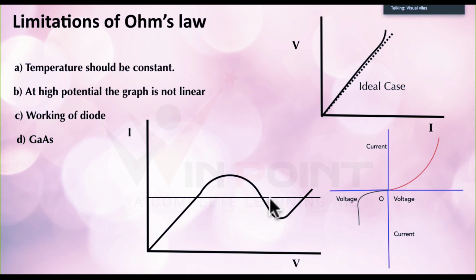Here, these three values are the same. When we observe the current at this point, this is the value of current. At this point, this is the value of current. At this point, this is the value of current. At all these three points, the value of current is the same, but the potential is different. So gallium arsenide is also not following Ohm's law. These are the limitations of Ohm's law: temperature should be constant; at high potential, conductors are not obeying Ohm's law; working of diode and gallium arsenide. These are the four limitations of Ohm's law.